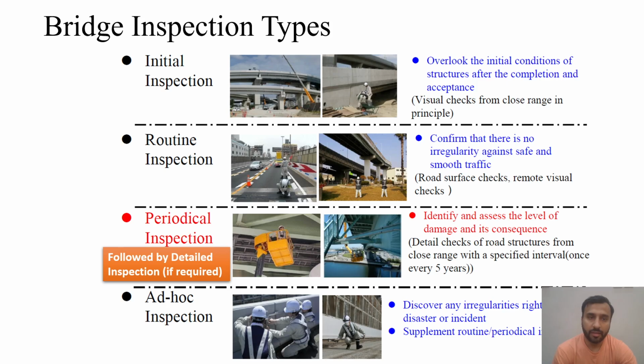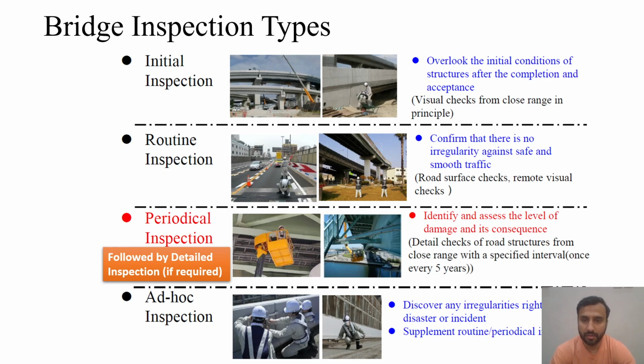inspection. One is the initial inspection that is usually carried out immediately after the completion of a new bridge, so that its initial condition should be recorded. That will be the reference condition for carrying out the performance evaluation during the rest of its life.